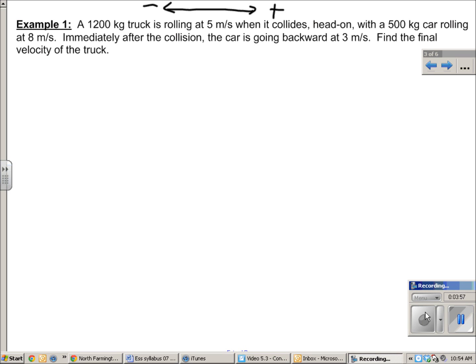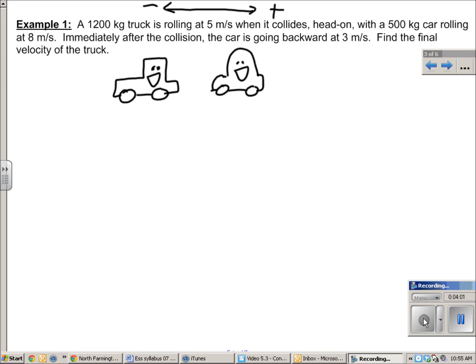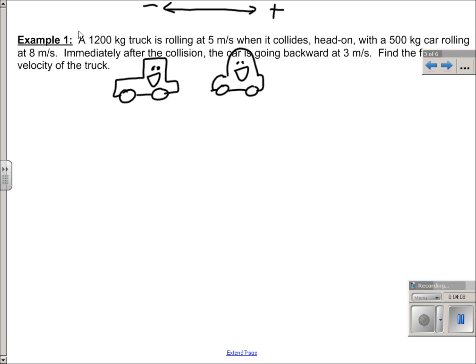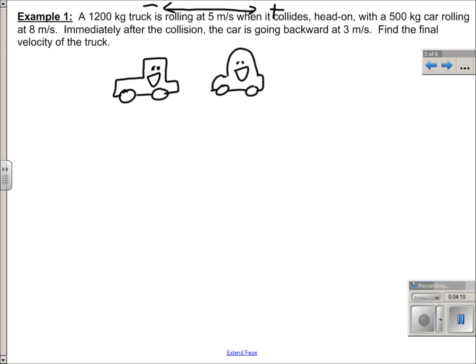Okay, so let's start by making a drawing. All right, so there's my drawing. I'm going to, in addition, use this drawing to help me organize the information. So I'm going to write down what I know.